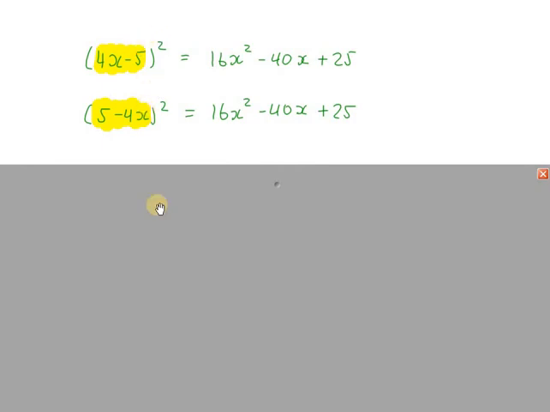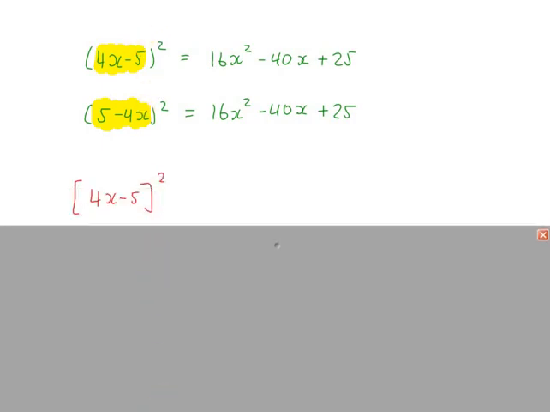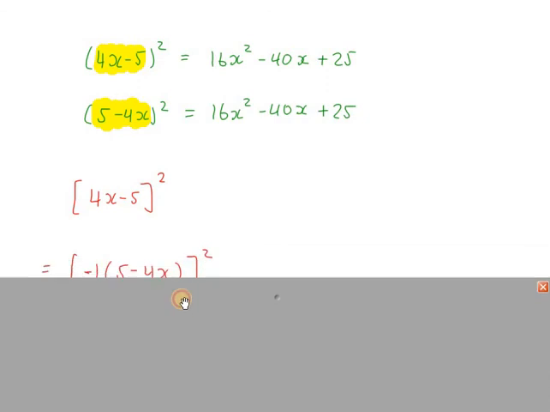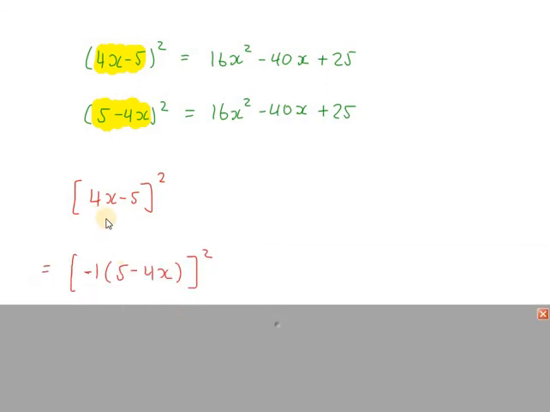So how do you convert one to the other? Well, let's start with this, and I've factorized out -1 from these two terms. So just to check, the -1 times the 5 gives you the -5. The -1 times -4x gives 4x. And everything was in square brackets and was squared. So these are still the same.